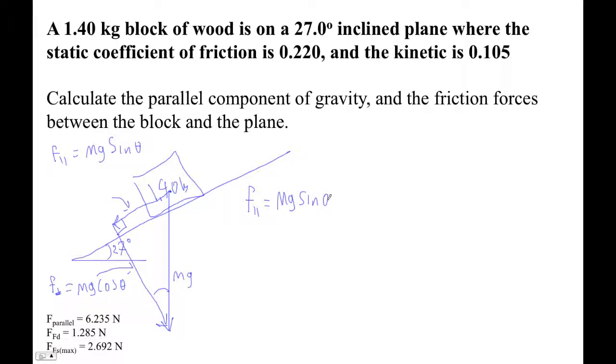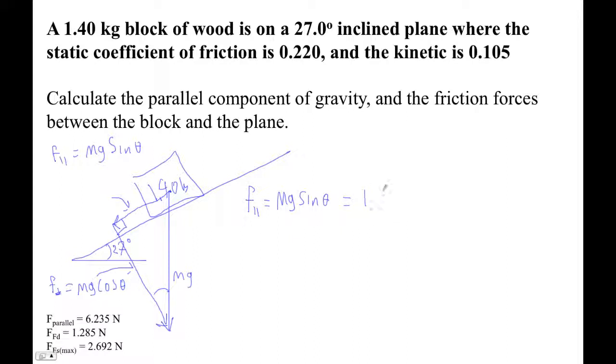Now, the way to remember this, by the way, is that if this angle is 0, you should have no force parallel to the plane, right? And indeed, the sine of 0 is 0, so that's how you remember it. And if you can't remember that, your calculator does, right?